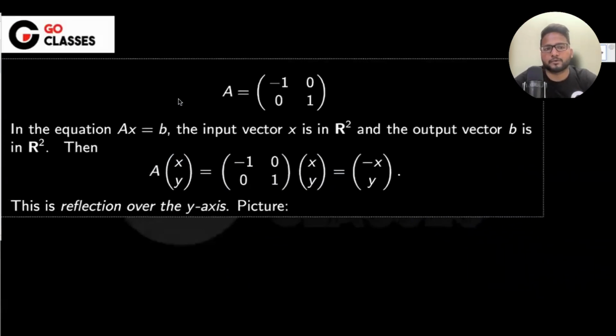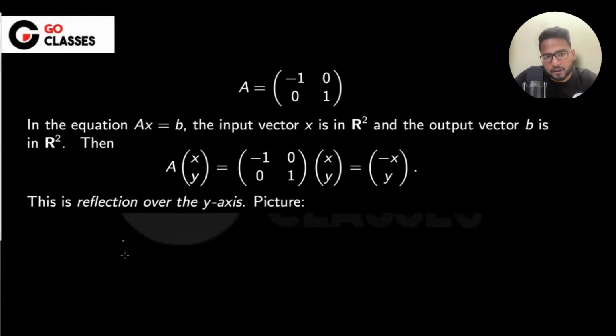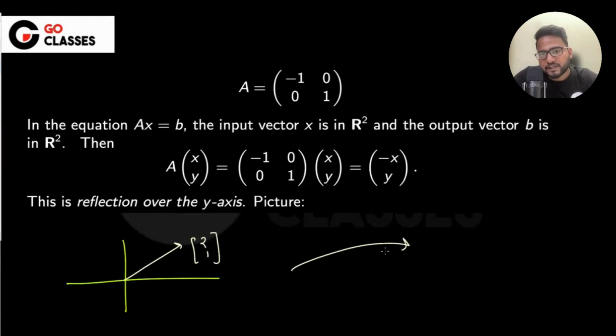Let's suppose I take some vector, let's suppose (2, 1). After this matrix multiplication, what is the final vector? Can anyone tell me? It will be (minus 2, 1), right? The x coordinate will be minus 2, so it will be something like this.